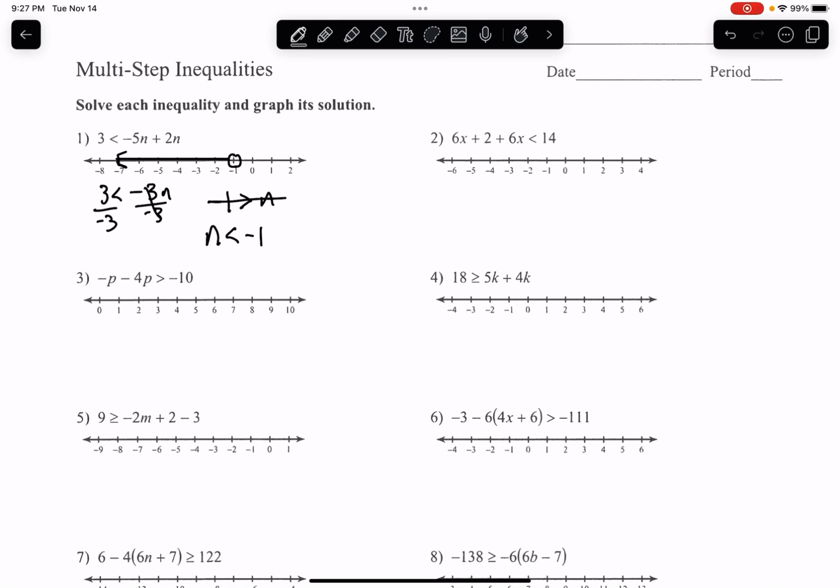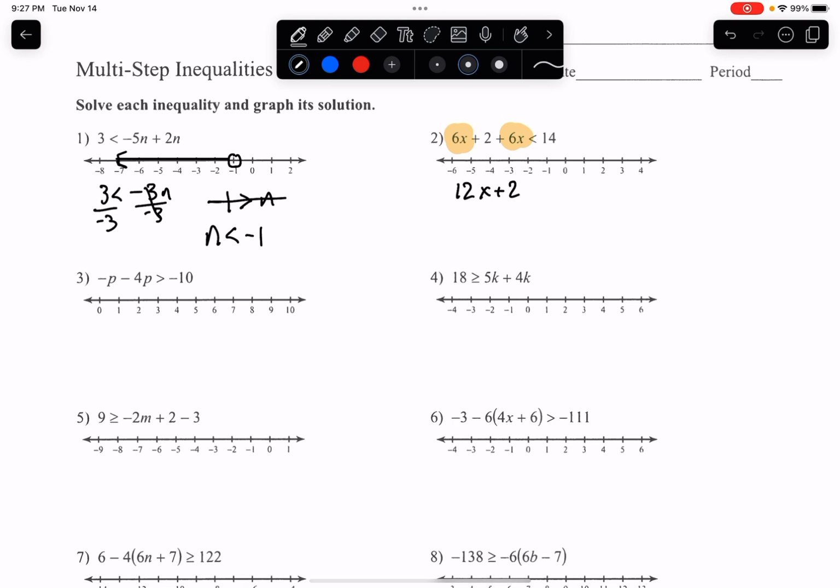All right, number 2, combine like terms. We've got a 6x and a 6x. So I'm going to combine those together. That'll give us 12x plus 2 is less than 14. Minus 2 means 12x is less than 12. Divide by 12, and x is less than 1.